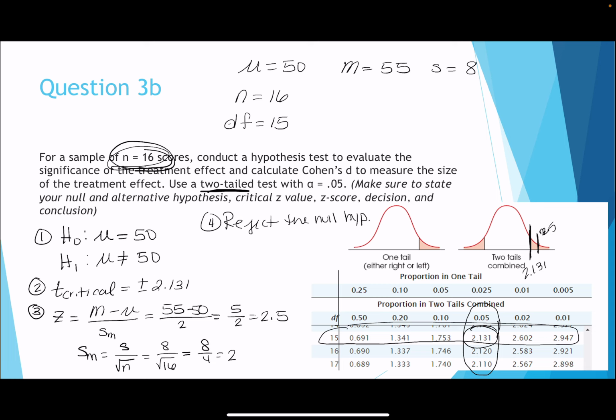And then let's look at our Cohen's d again. It's going to be 55 minus 50 divided by 8. So that's still 5 over 8, which is 0.625. Notice that our effect size didn't change. It doesn't change because the effect size is not affected by my sample size. It's only affected by the mean of my population, the mean of my sample, and my standard deviation, which don't change based on my sample size in this case.